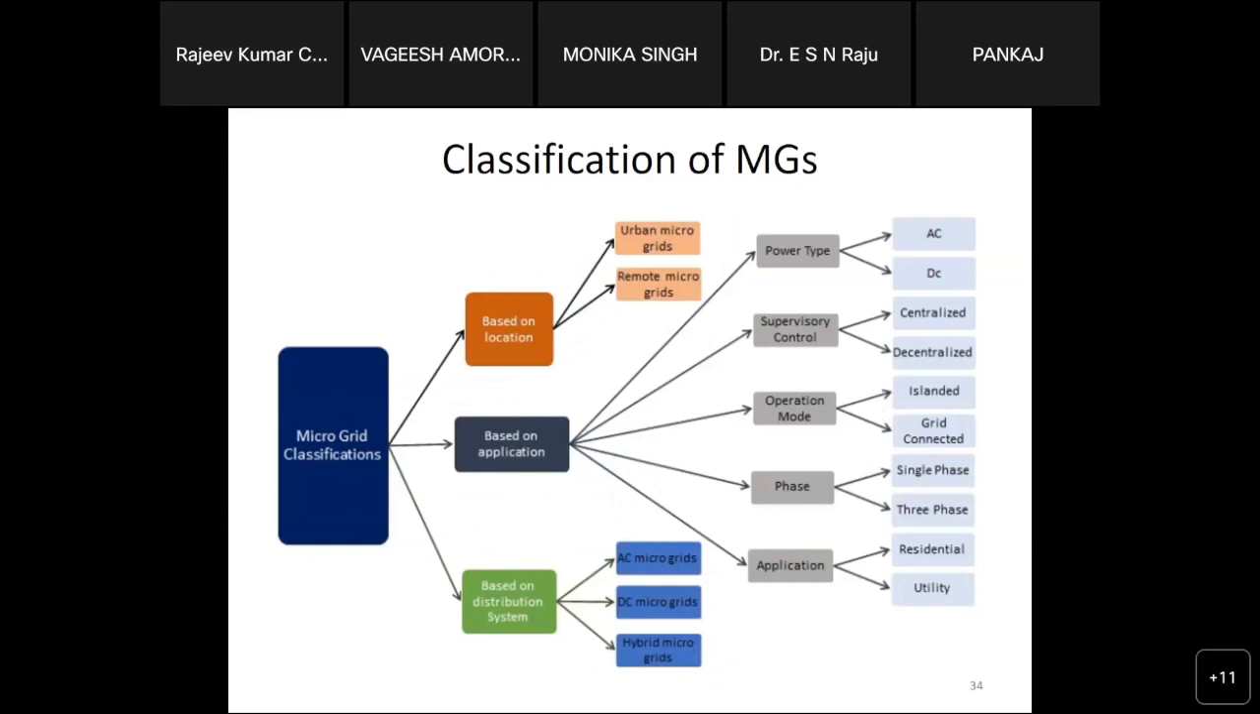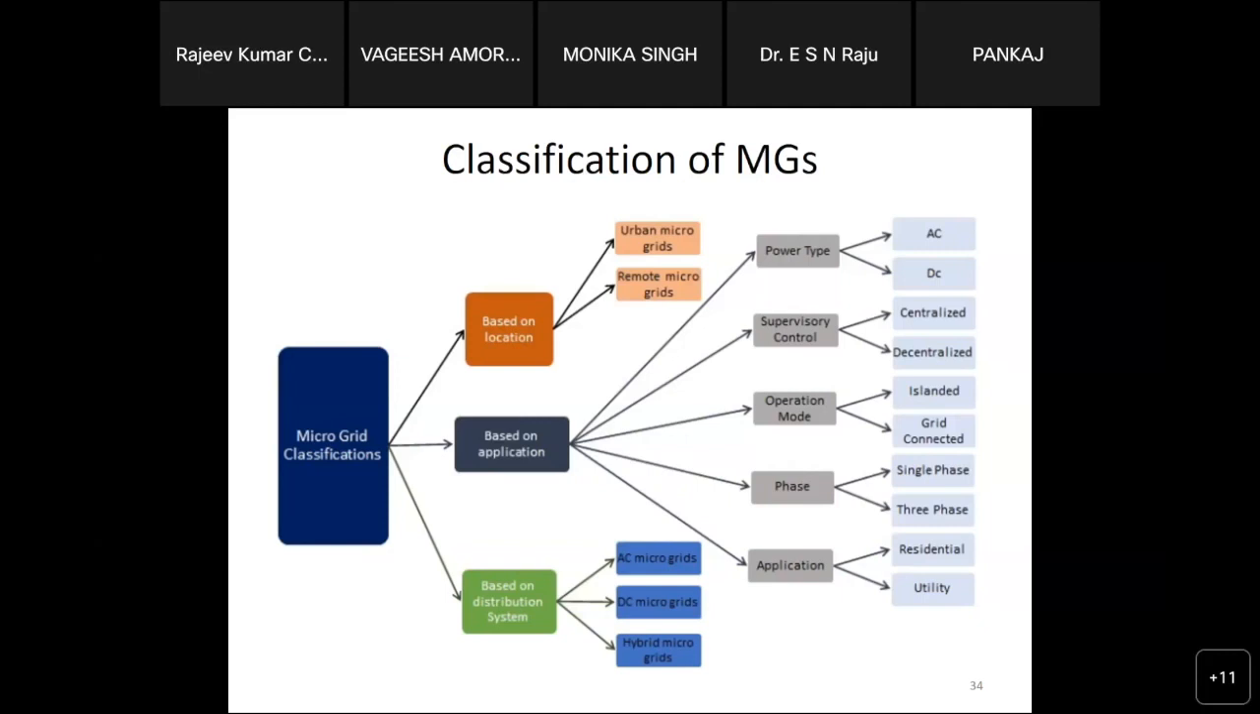We are mainly classifying based on the location, based on the application, based on the distribution system. Based on the location, we can classify into urban microgrids as well as remote microgrids. Based on the distribution, we can classify into AC microgrid, DC microgrid, hybrid AC/DC microgrid. And based on the application, we have the power type, supervisory control type, operation mode type, phase type, and application type. For power type, we have AC and DC, and for supervisory control, we have centralized as well as decentralized. In the operation mode, you may have only islanded microgrid or isolated microgrid, or both islanded as well as grid connected, and you may have single phase and three phase.